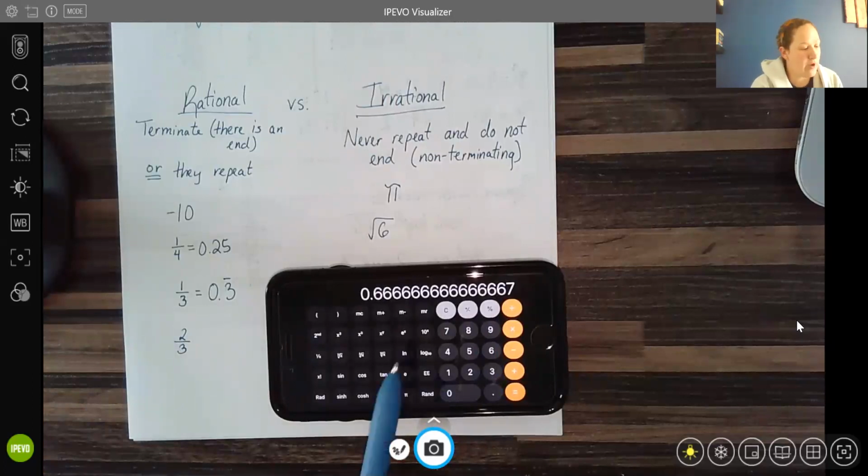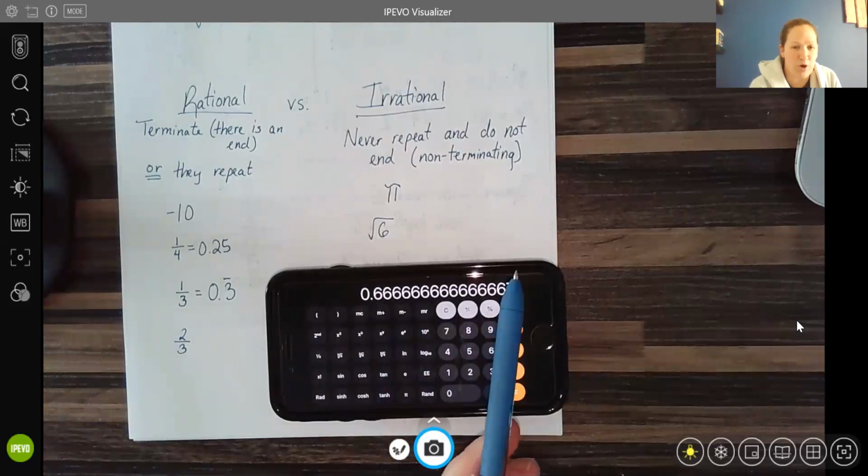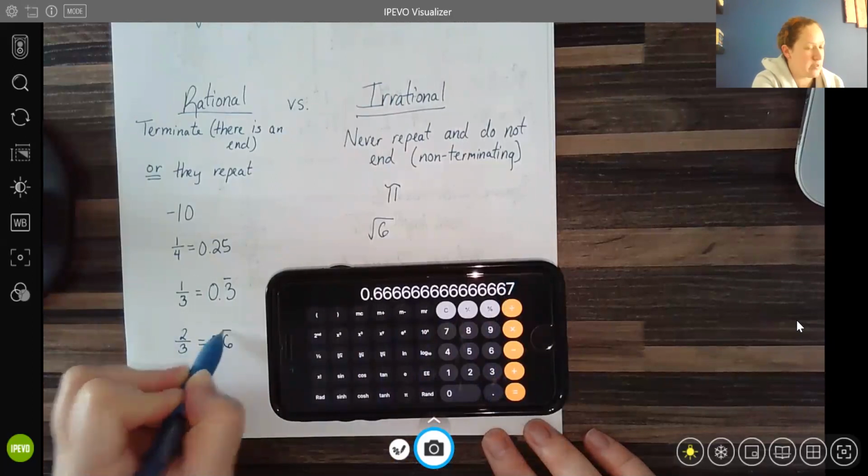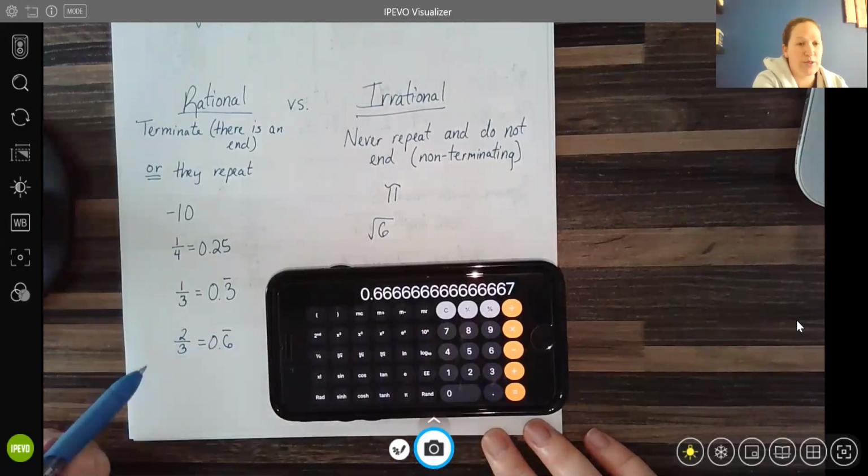Okay, so if you have a repeating or a pattern that's happening here, you can just disregard that last number because that's something that your calculator is doing. That's not something that's true to the number. And so 2/3 is equivalent to 0.6 repeating. So it's repeating, so it falls under rational.